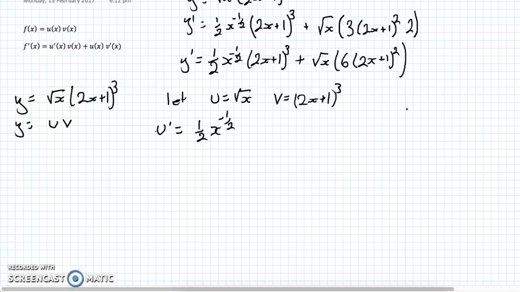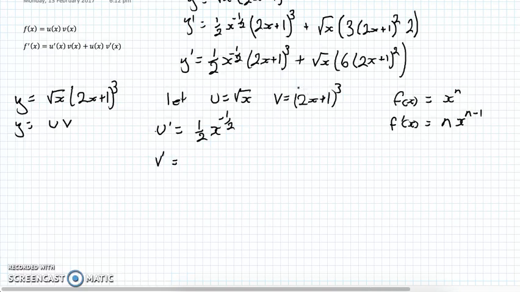So, just to recap, if you've got f of x equal to x to the power of n, f dash x is equal to n, so we're taking n down out the front, times x to the power of n minus 1. So hopefully that makes sense how I've gotten to this part. So, next bit, we've got to find out what v dash is.